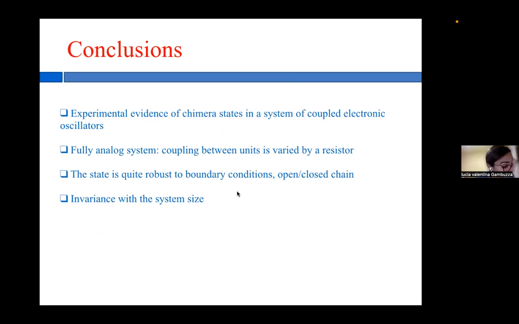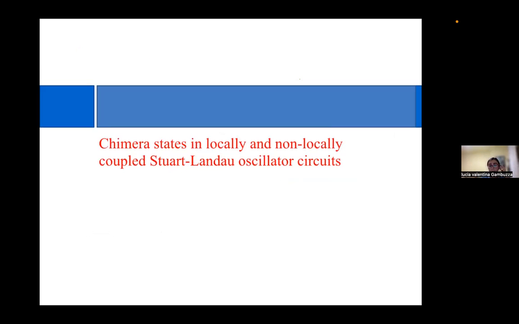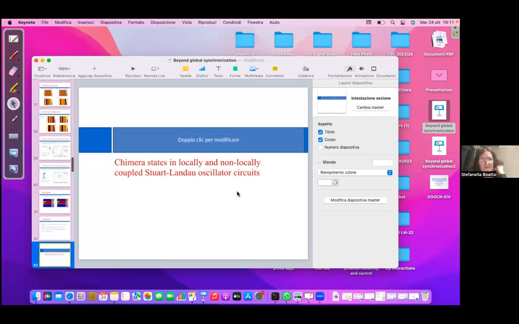I don't know how much time I have. Maybe I need to finish here. Yeah, we started 10 minutes late, so you can. Yes. So I can continue for another 10 minutes. Of course. Yes, okay, sorry.